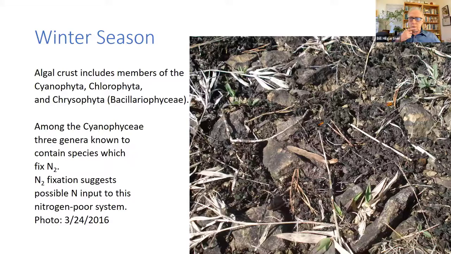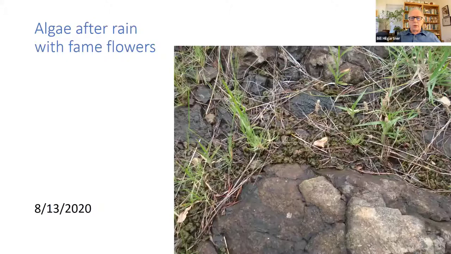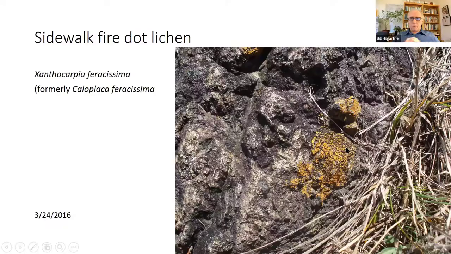Here, when it rains, the algae absorbs it and gets spongy looking, and you can see some little fame flowers growing up in here and here. Also, lots of neat little lichens on the rocks. Here's a sidewalk firedot lichen, which I've known for long ages as Caloplaca ferruginea, but they have recently changed it to Xanthocarpia ferruginea. A beautiful lichen.